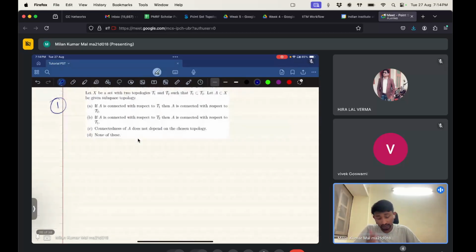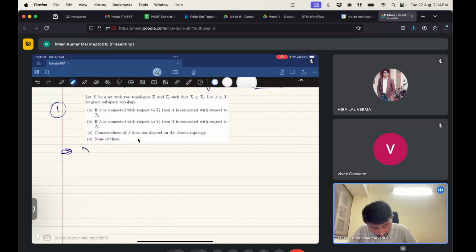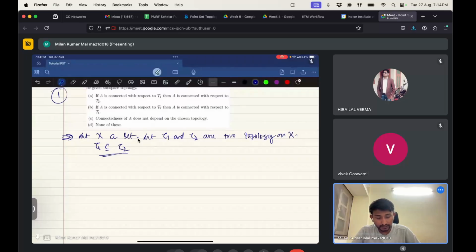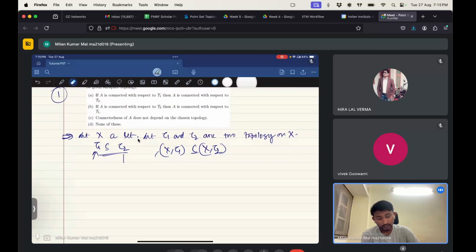Basically, let X be a set, and tau 1 and tau 2 are two topologies on X. Tau 1 subset of tau 2 means every open set in (X, tau 1) is contained in the open sets of (X, tau 2). A topology is nothing but a collection of sets, called open sets. So when tau 1 is a subset of tau 2, the collection of subsets of X that is in tau 1 is contained in the collection of subsets of X that is in tau 2.